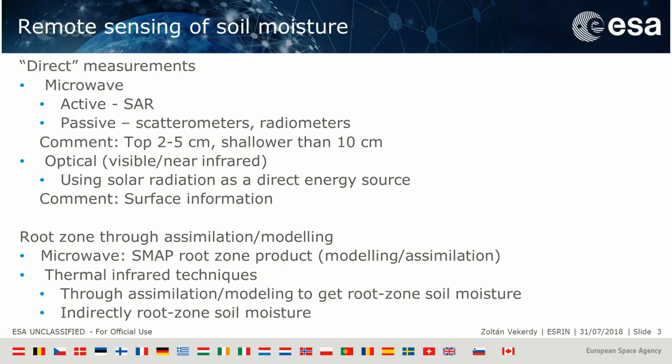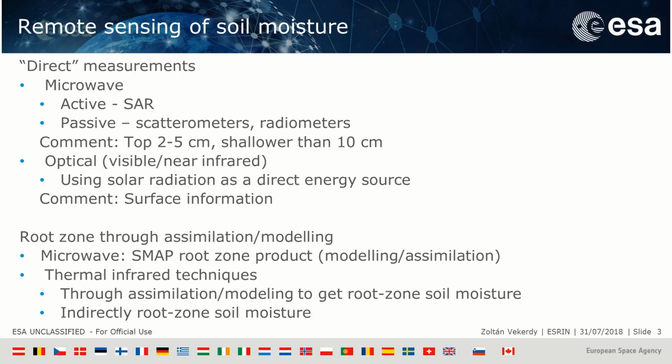But here we have again a gap between what we can measure and what we are interested in. Usually, we are not interested in the top 10 or top 2 centimeters because the real soil moisture is underneath. So in fact, what we are interested in from the practical application point of view is the so-called root zone soil moisture, what is available for the vegetation, and therefore, this cannot be deduced directly from Earth observation. Consequently, we have to use other information.